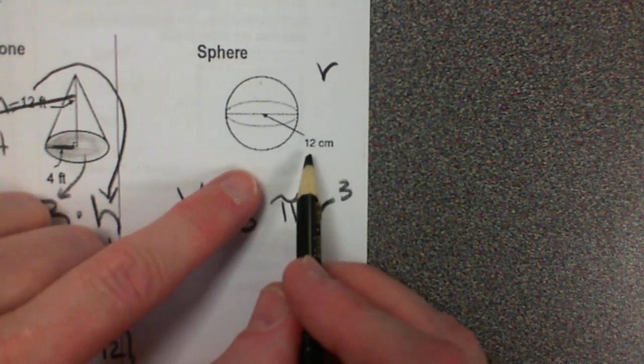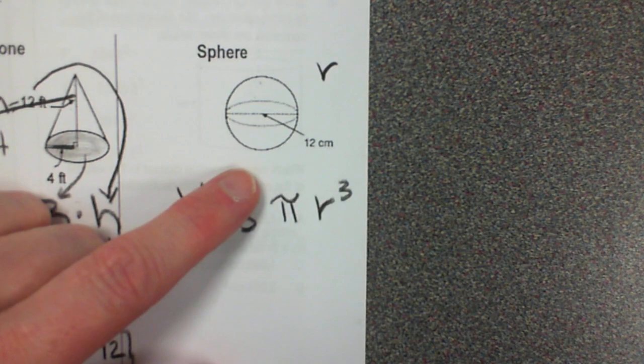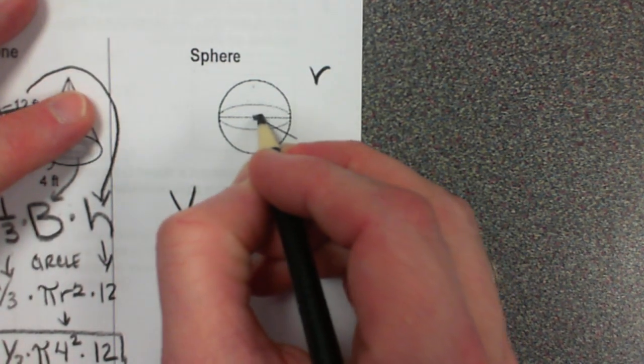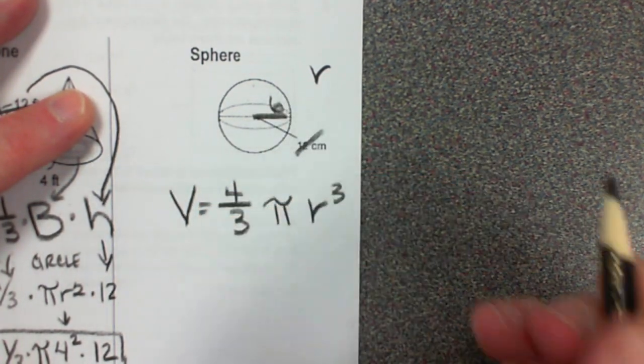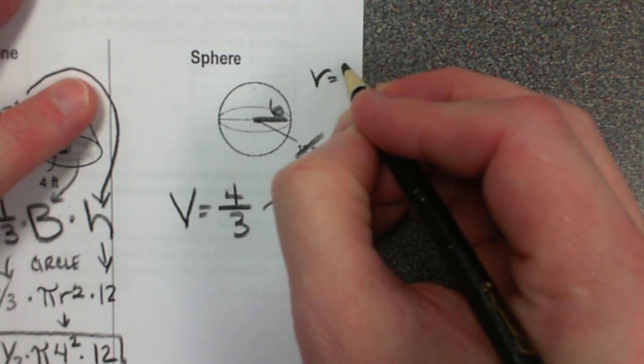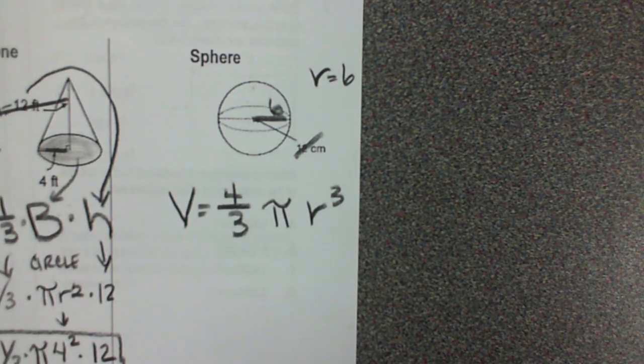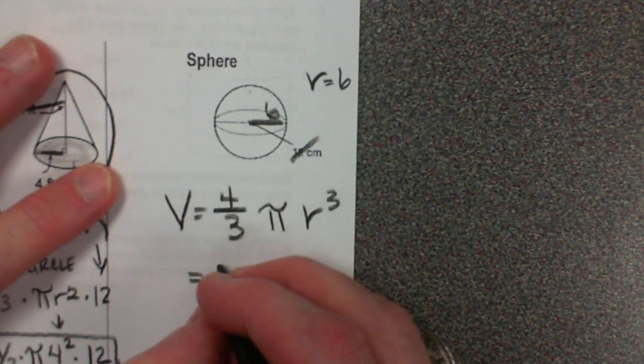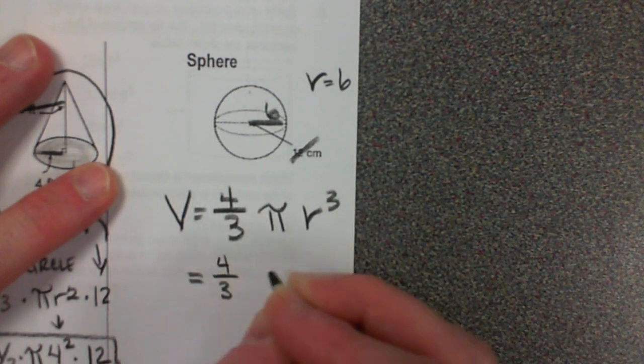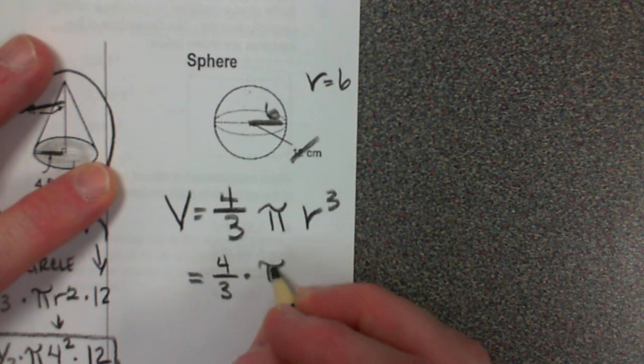Is that 12 my radius, do you think, or do I need to cut that in half? Amen. I need to cut that in half. I want you to write 6 here and cross this out so we don't get confused. And let's put the radius as 6 on the shelf. And I'm ready to go. Okay? So equals 4 over 3. Do not forget your pi button.